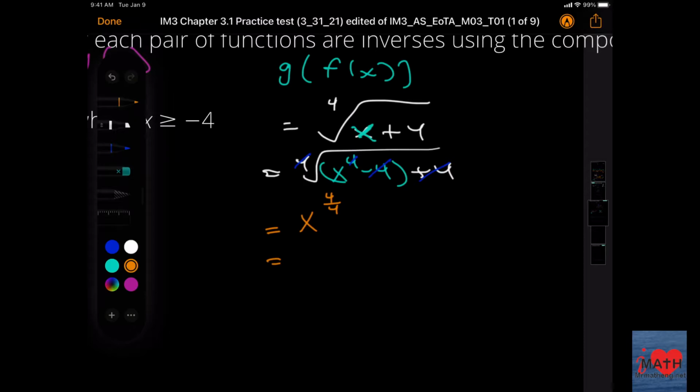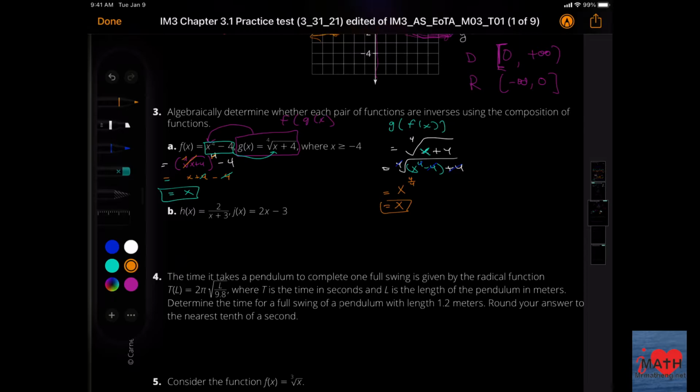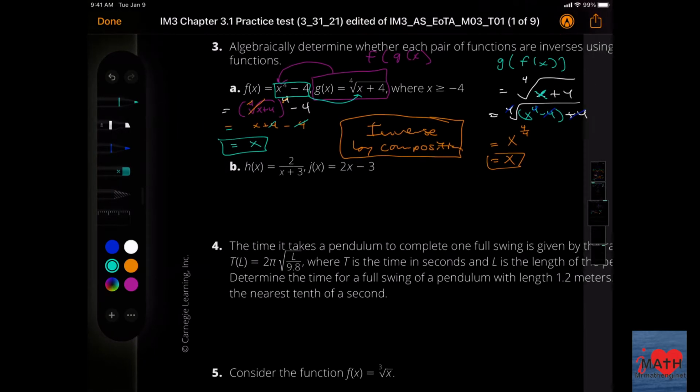Remember the exponent becomes the numerator and the root becomes the denominator, and 4 divided by 4 is just 1, so just equal to x. And because they both are equal to x, then we can say they are the inverse by composition. Okay, that was the answer for number 3A. Let's do 3B. So we're going to do the same thing.